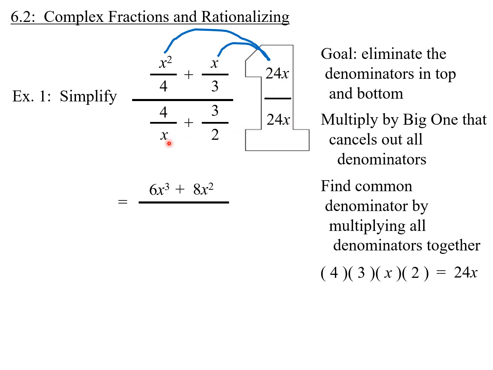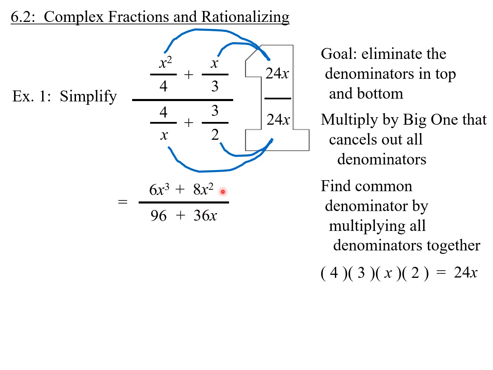Now let's go down here. 24x times 4 over x. The x's cancel out, and 4 times 24 is 96. So that becomes 96. And then multiplying the 24x by 3 halves, the x is just x, it comes along. And then 3 halves times 24, 3 times 24 is, oh sorry, 3 times 24 is 72, my bad. And then 72 divided by 2 is 36, so we get 36x. All right, now we need to simplify this.